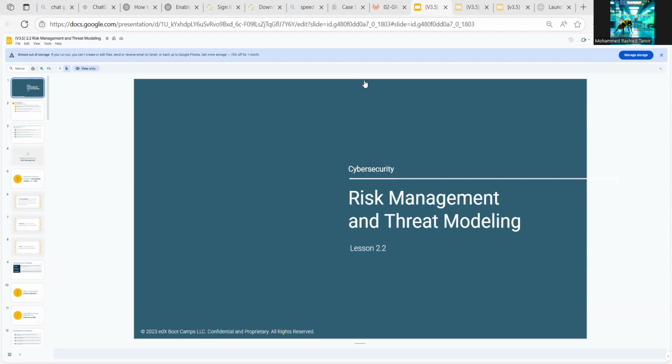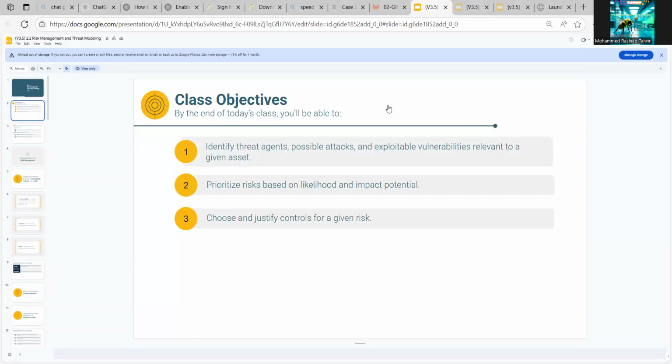So yesterday we discussed GHC, about governance, meaning the high level of official people and structure. So today is very important. We will discuss cyber risk management and threat modeling. What is risk management, and what type of threat modeling will we discuss today? Today's class is very important for your understanding of the higher-level cybersecurity stage.